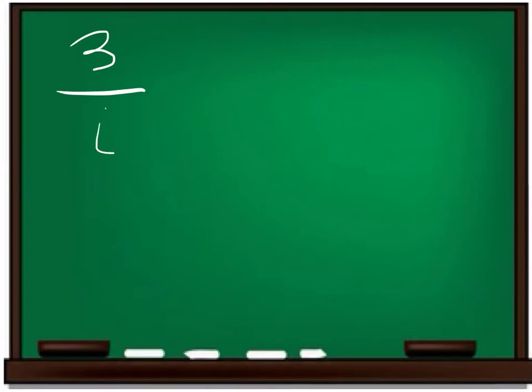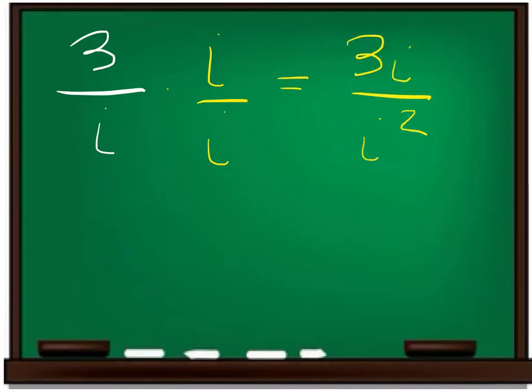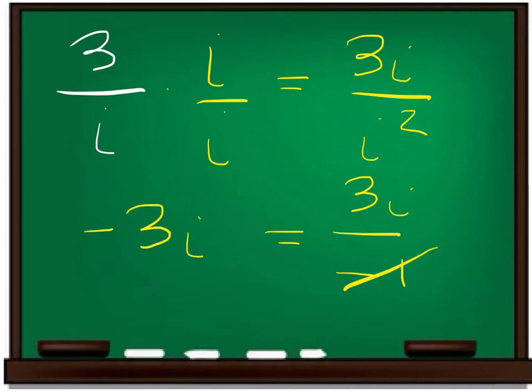3 over I. What do I do to simplify that? Multiply the top and the bottom by I. So you get 3I over I squared. I squared is what? -1. So the final answer would be -3I, because that'll cancel out.